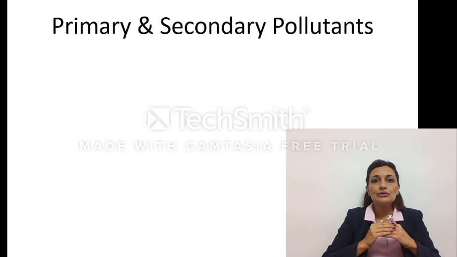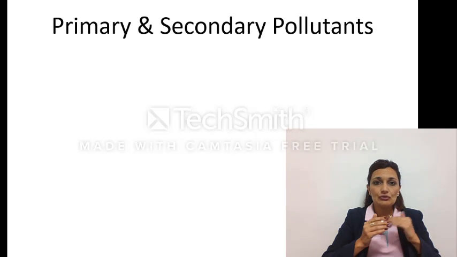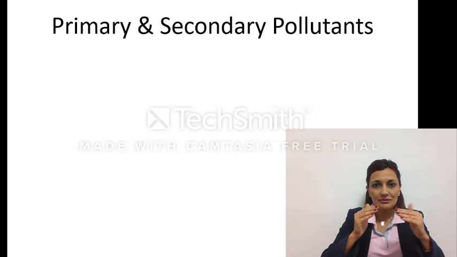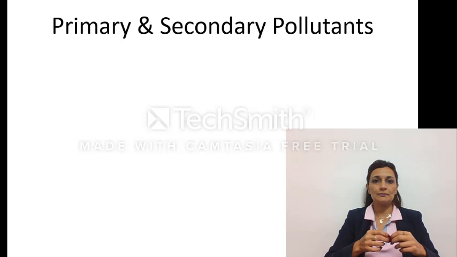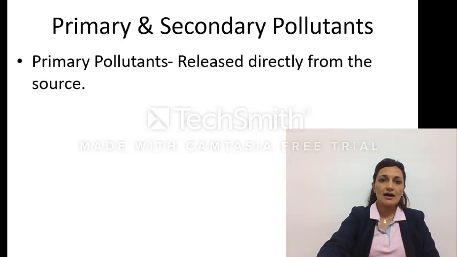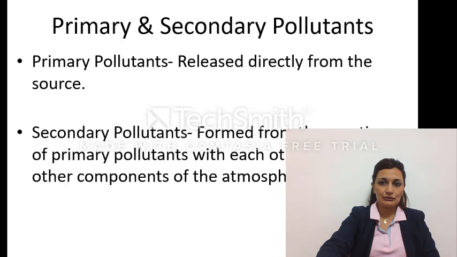Now, pollutants are split into primary and secondary. Primary pollutants are directly emitted from the source. Secondary pollutants interact together to form a secondary product, so it's not the primary product that is emitted. Okay, let's have a look at primary pollutants.